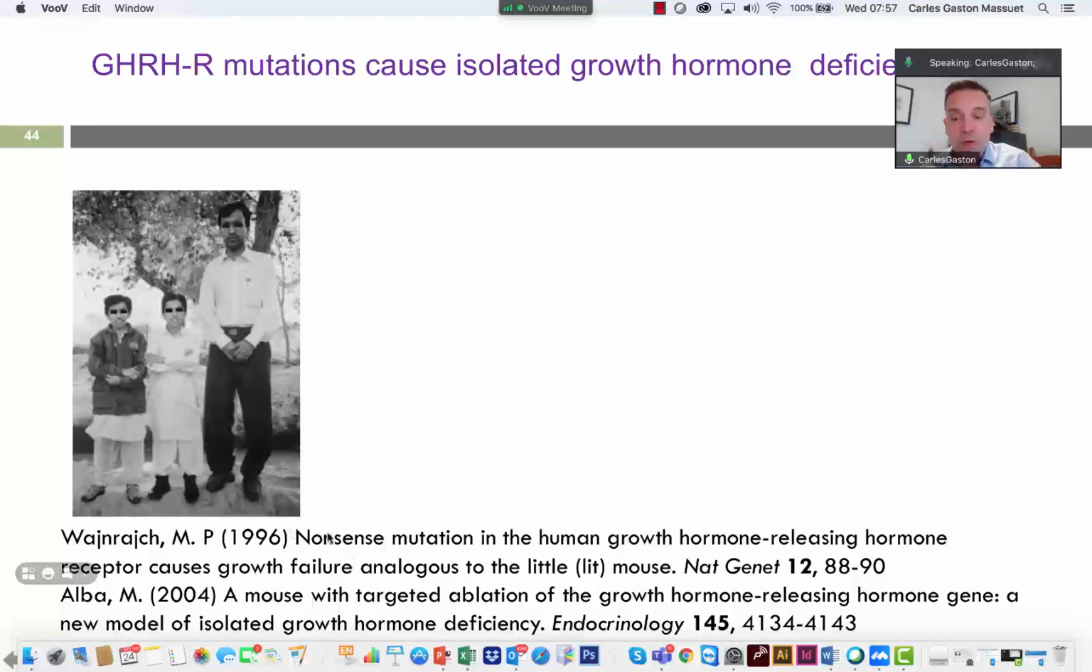What this mutation does is that the cell that has the receptor cannot be activated because it has a mutation, and therefore does not respond to the growth hormone releasing hormone. So the first mutation was identified, but now we know that there are multiple mutations in this gene.